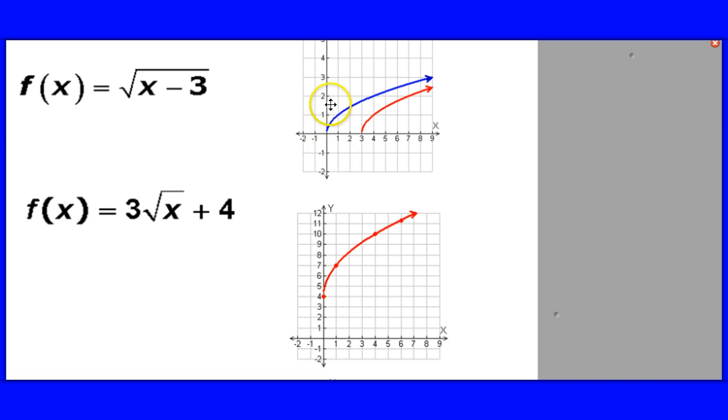On the first one, I've graphed the parent one for you in blue, and this is what the one would be here. And then this one should look like this. Again, this is a horizontal translation of 3 to the right. This one had a vertical translation of 4 up, and you'll also see that the 3 out here made it a little bit steeper. And then that's it.